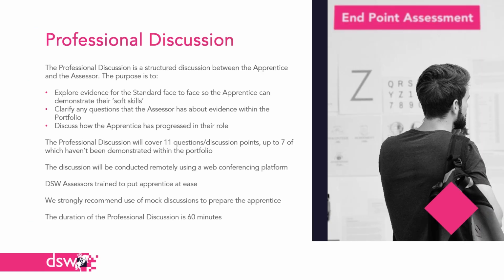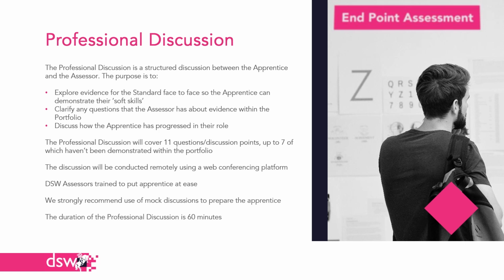Professional discussion. The professional discussion is a structured discussion between the apprentice and the independent assessor designed to establish the apprentice's understanding of the application of the knowledge, skills and behaviours of the standard. The purpose of the discussion is to explore evidence for areas of the standard that are best done face-to-face, clarify any questions that the assessment organisation has about evidence submitted in the portfolio, and discuss how the apprentice has progressed in their role, what they've done and their approach to work.